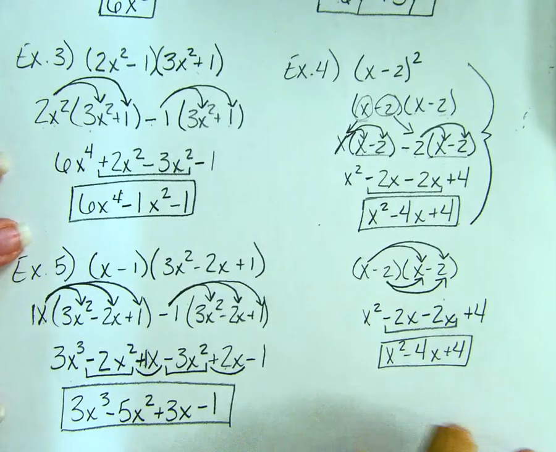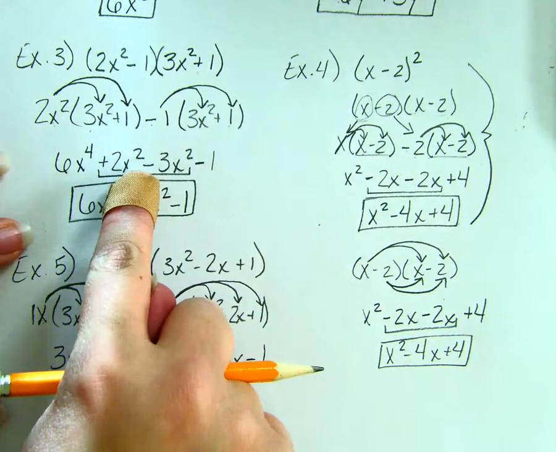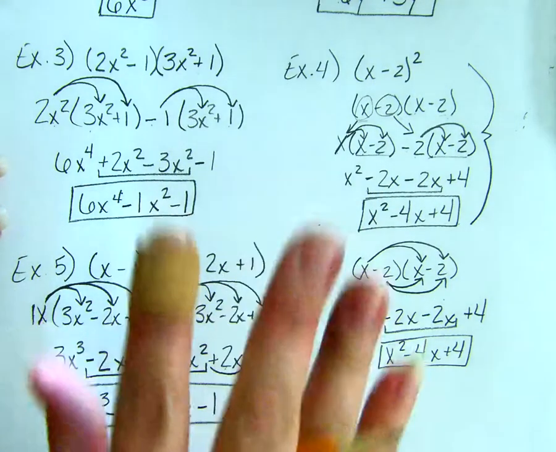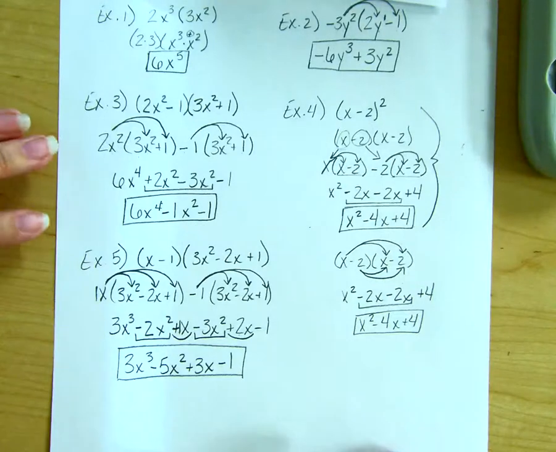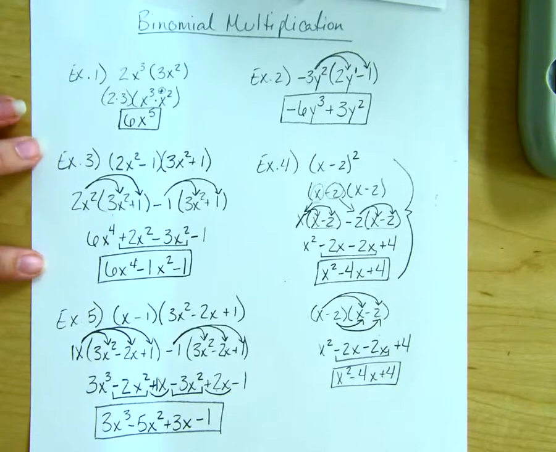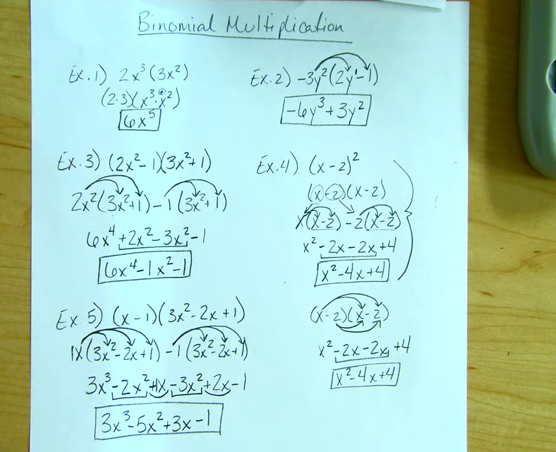Now, we are going to spend some more time doing binomial times binomial, like example 3 and 4. But I wanted you to get a good view of the entire picture. Please make sure that you put this on the next page of your notebook. The title is Binomial Multiplication. Okay? And we'll talk about this more in class next week.